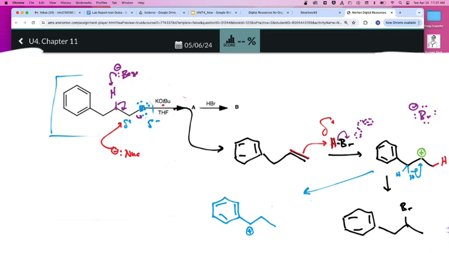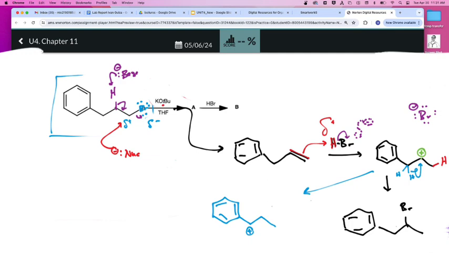Because it didn't change, it's still secondary. This is a secondary green carbocation. This blue carbon is also connected out to two carbons, so therefore it's secondary. And if it's secondary to secondary, it should not rearrange, because there's no driving force for it.